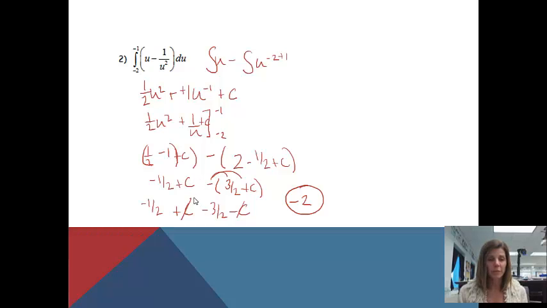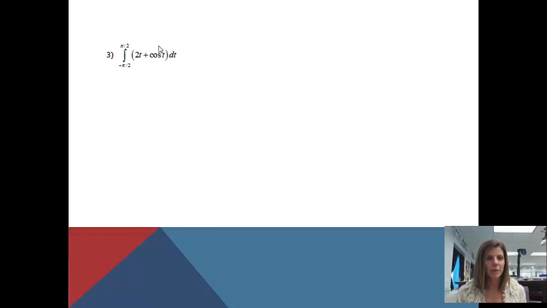In the second problem, the plus c's cancel out. If I did 100 problems, the plus c's would drop out, so I'm going to stop writing the plus c. All right, problem number 3. We're going to first of all separate into two problems.